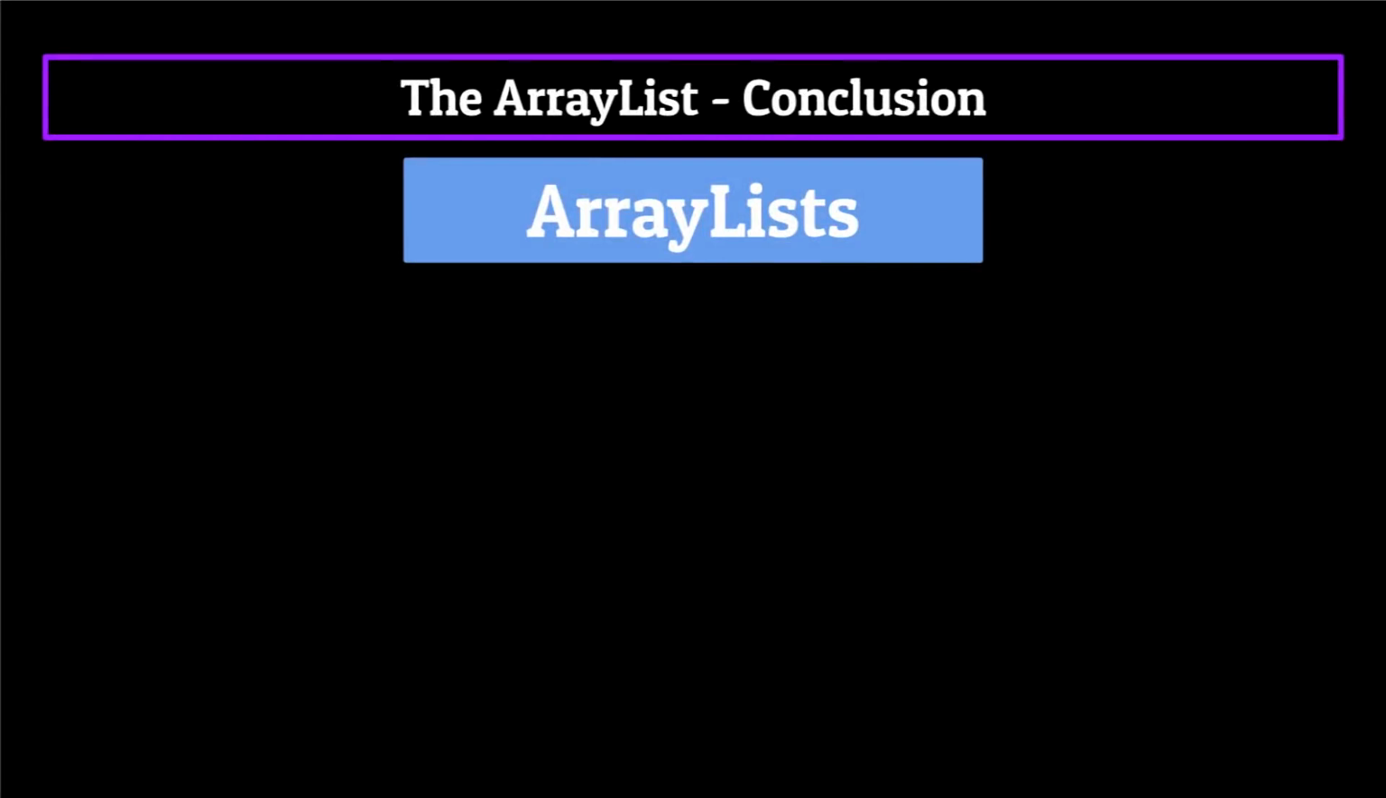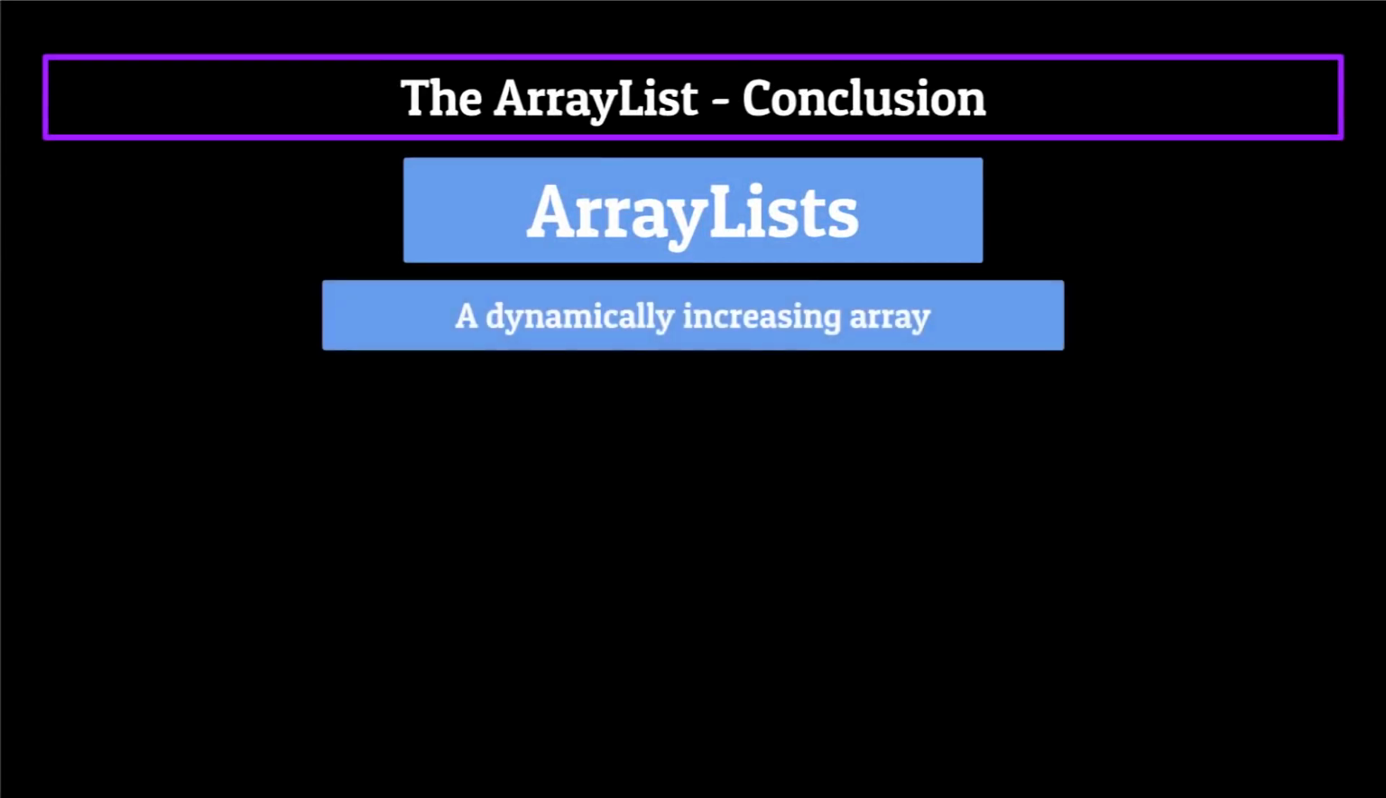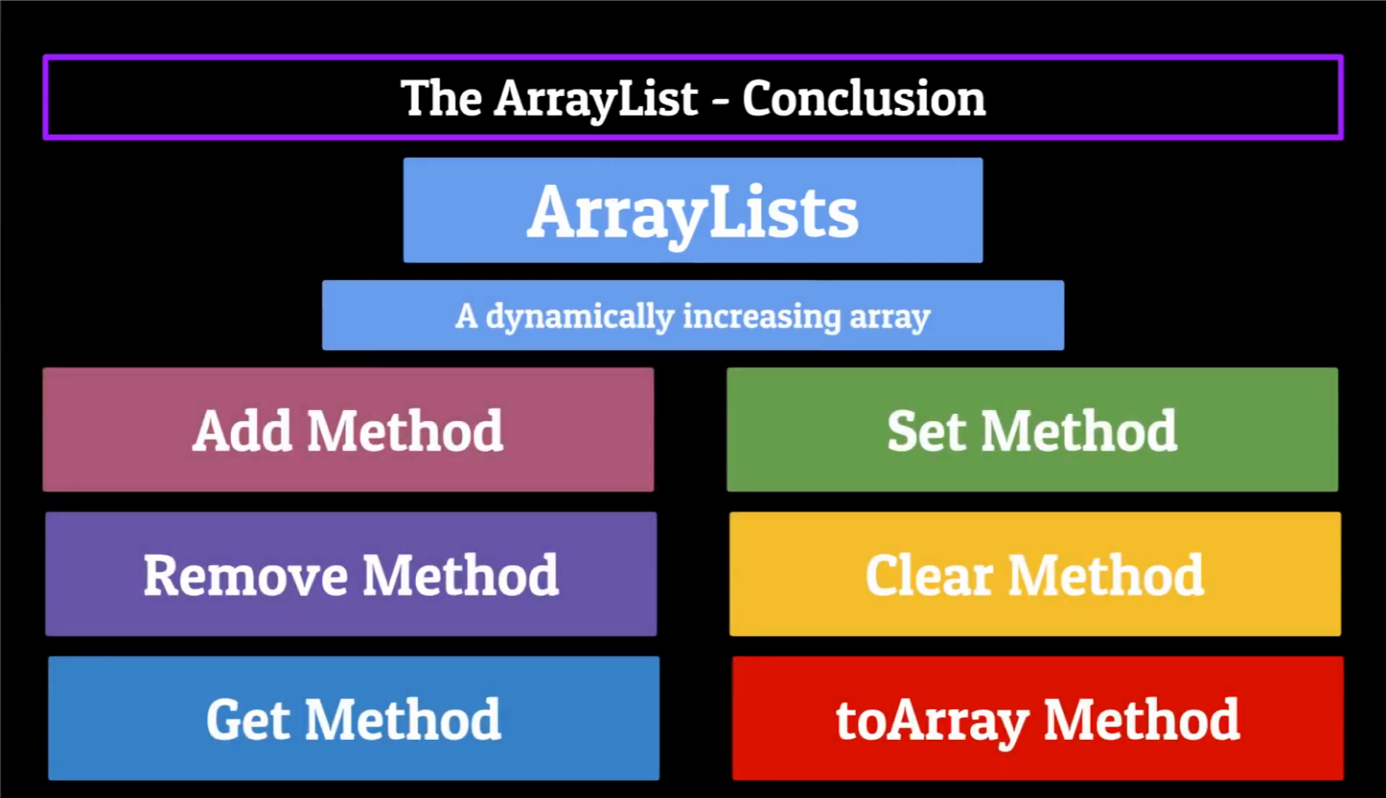So that's the array list. As a review, it is a dynamically increasing array which comes with a slew of methods to help work it.